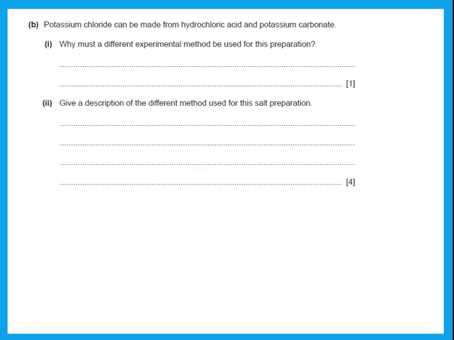Okay, potassium chloride can be made from hydrochloric acid and potassium carbonate. Why must a different experimental method be used for this preparation? Now, the other method, he was making what? He was describing the neutralization method. But if I'm trying to start with potassium carbonate, what is the difference? The difference now is potassium carbonate is a soluble salt. So I don't need to do neutralization. I should actually be describing titration, right?